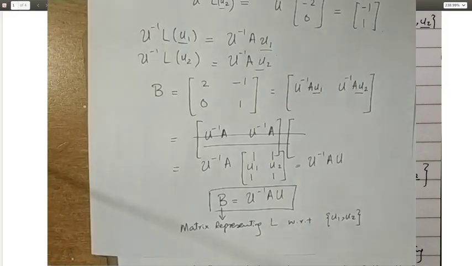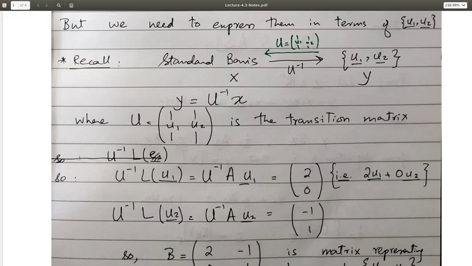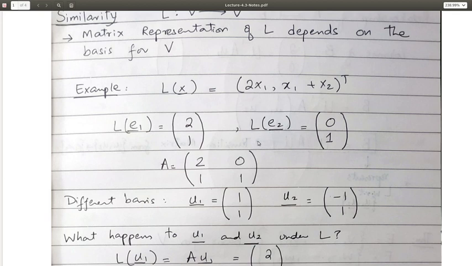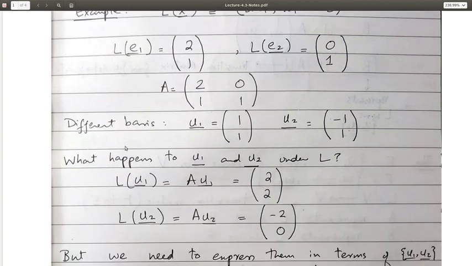Let me just go through the entire process one more time. We started off by first considering it in terms of E1 and E2, and this is easy to do. This matrix transformation for E1 and E2 is easy to find. You can represent A just by putting 2, 1 in the first column and 0, 1 in the second column, and you're done. But if you want to do it for the basis U1 and U2, you first need to find out what happens to them under L, under this A matrix in the standard basis. You find that the result is 2, 2 and minus 2, 0.